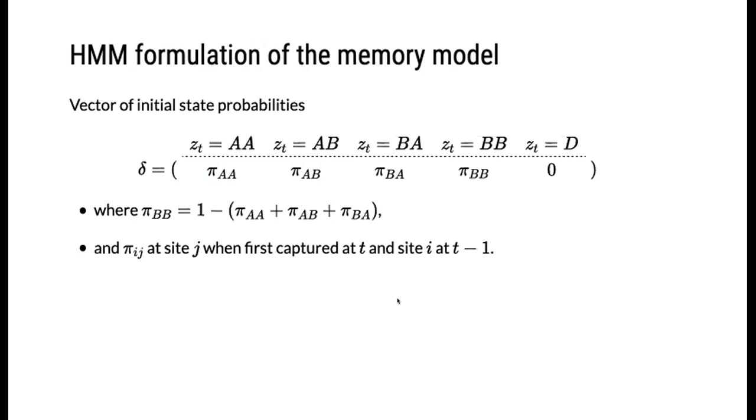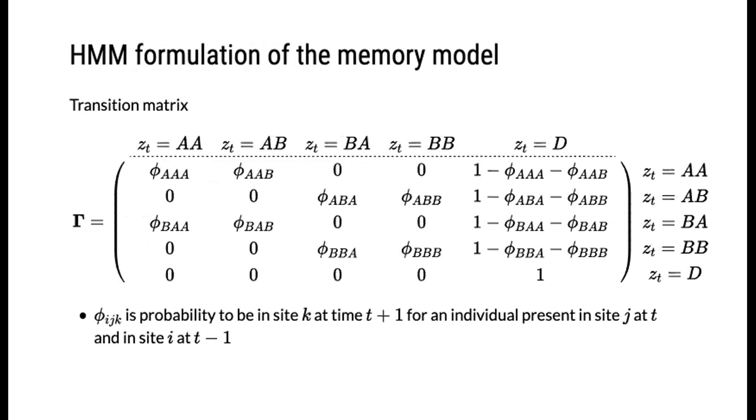Now, the ugly part, the transition matrix. So we have five states, okay? Again, in rows, the states of departure, in columns, the states of arrival. And now we have five states, so it's a 5 by 5 matrix. And we define phi ijk, the probability to be in state k at t plus one for an individual present in j at t and in i at t minus one. Okay, so now this big probability accounts for what happened at the previous occasion and the two occasions before, at t and t minus one.